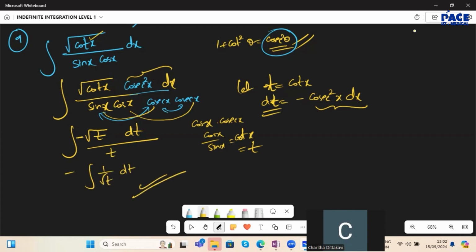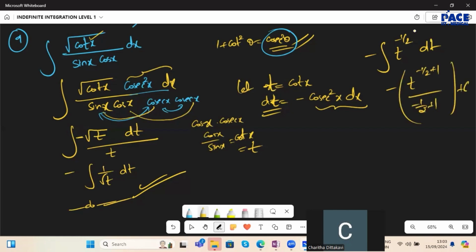From here, I think you can do it. So what is 1 by root t? Which is nothing but t to the power minus 1 by 2. Minus integral of t to the power minus 1 by 2 dt. Obviously, integration of x to the power n is x to the power n plus 1 by n plus 1. So this is t to the power minus 1 by 2 plus 1 by minus 1 by 2 plus 1 plus c. Now this is nothing but root t there, and minus 2 plus c. That t is what you just replace back in your question, which I'm not doing, you have to continue and solve it.